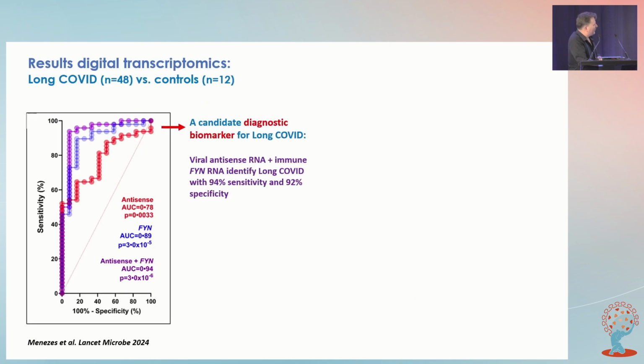So this is published data, so I can go really quickly about it. We believe we have a candidate diagnostic biomarker for long COVID, which needs to be validated. So everyone out there, please help us validate this, which is based on the viral antisense RNA and one immune marker that together really nicely classifies cases and controls.